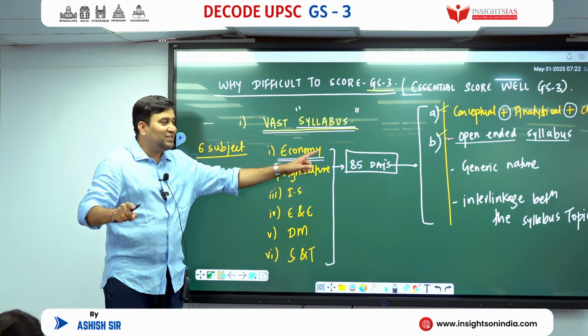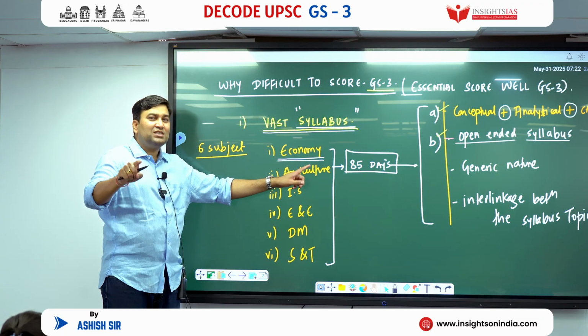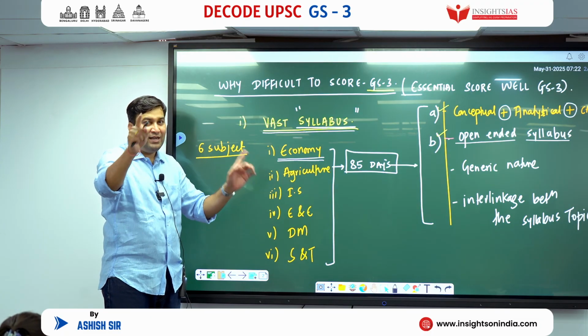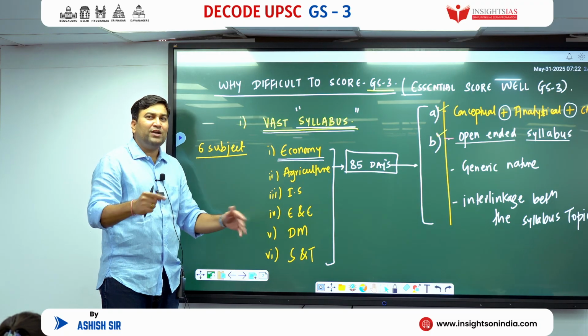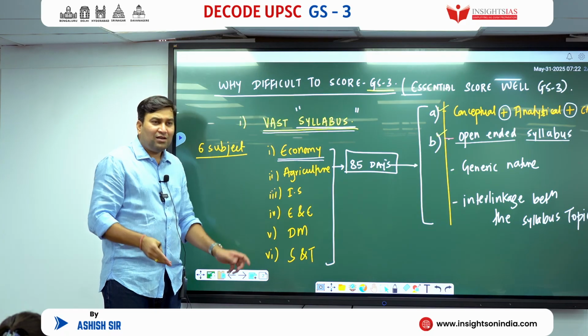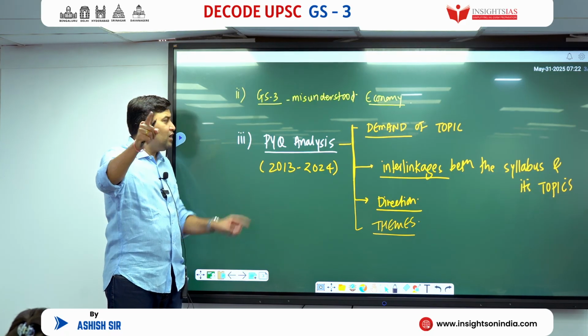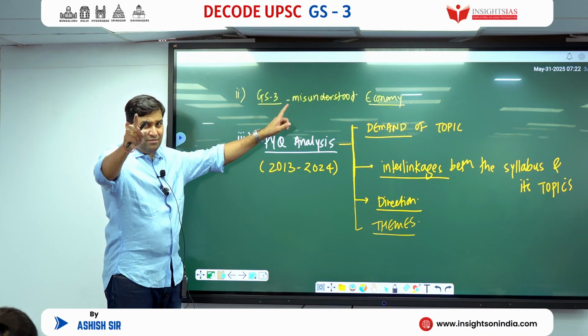You're not able to manage this in 85 days, whereas in this IBC, in these 10 days, everything will be taken care of, all these things. How? Because I know, if something like this comes, this is all you have to do. Correct? Secondly, don't consider GS3 as basic economy.